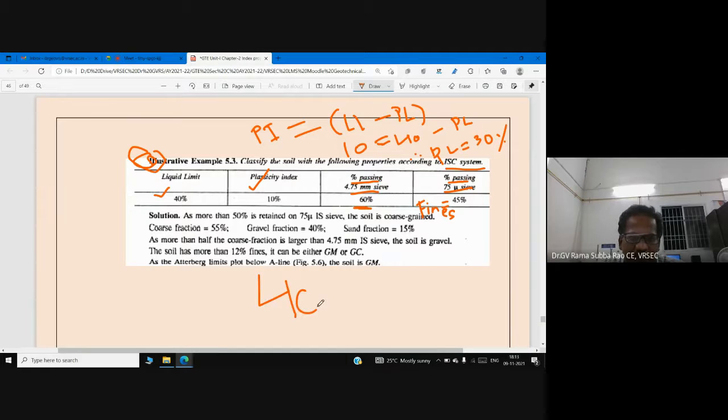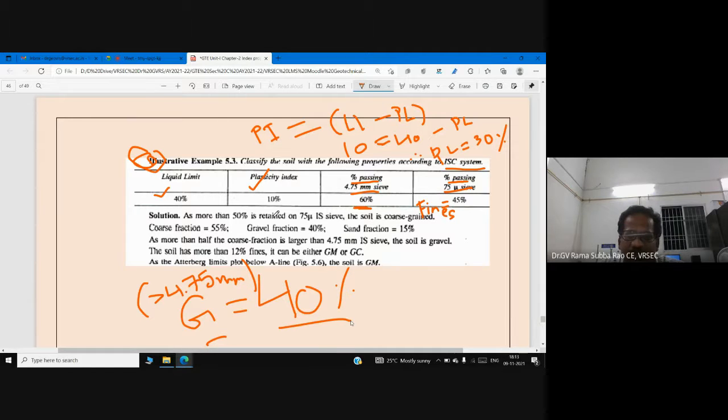So the gravel is 40. I will write here: the gravel portion is 40, because G is gravel, which is greater than 4.75 mm. The fraction of the soil retained on the 4.75 mm sieve is called gravel, no doubt. So now I have 40%. Passing is given as 60, so from that I can calculate retained, that is 100 minus 60, which is 40%.